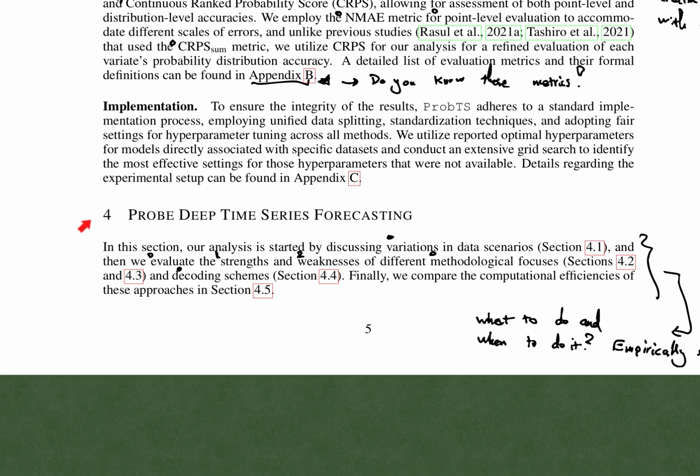So chapter 4, or section 4, is probabilistic deep time series forecasting, and they go over these different axes of characterization of different methodologies. And I say methodologies, not models, because they are also characterized by things beyond the model, such as the decoding scheme. So they first go over the variations in data scenarios, and they want to evaluate the strengths and weaknesses of different methodological focuses and decoding schemes. And then they are going to compare the computational efficiencies of these approaches later on. So let's go over these.